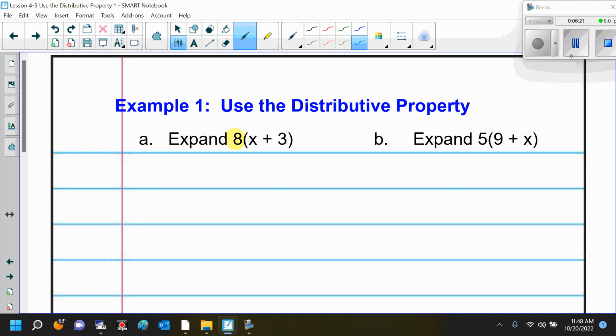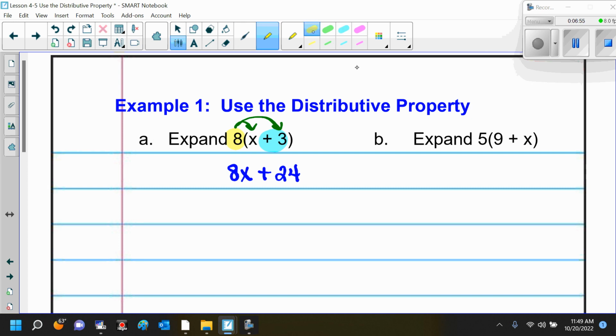Now, the work that I'm asking you to show is writing the arrows. We have 8 times x, that's 8x. And then here we're multiplying 8 times positive 3. 8 times positive 3 is, what kind of 24? Positive. So that's going to be a positive 24. And that is it. Let's take a look at the next one.